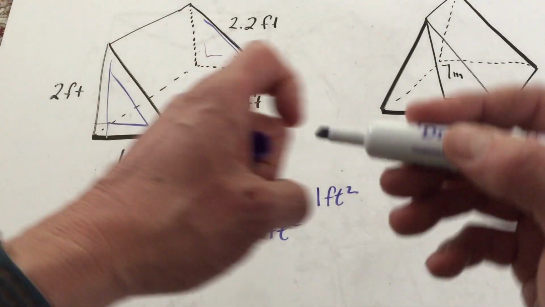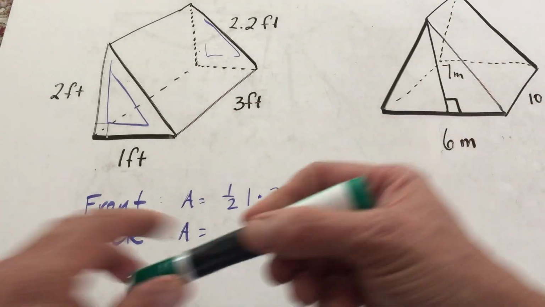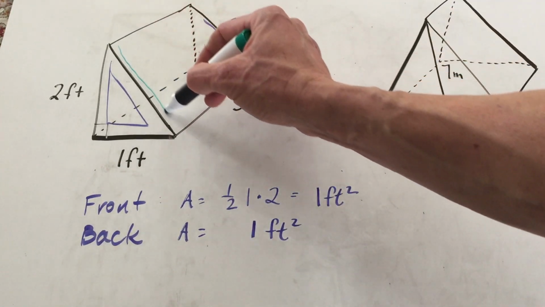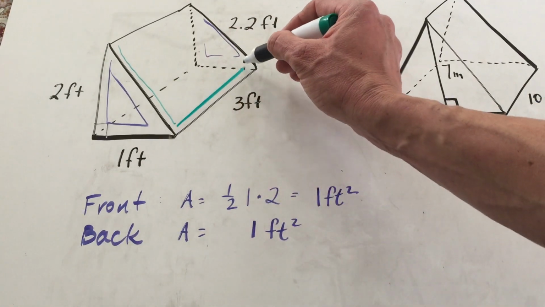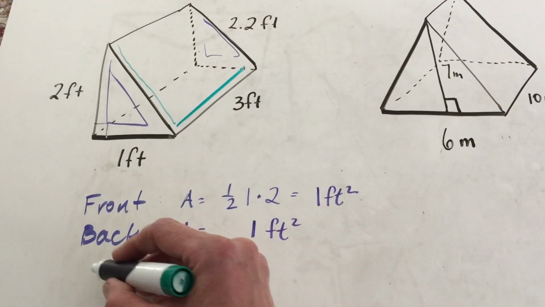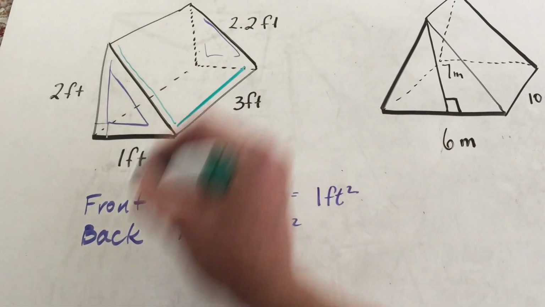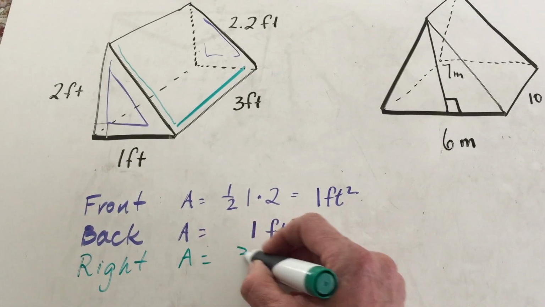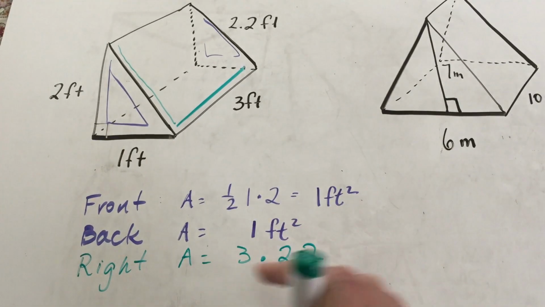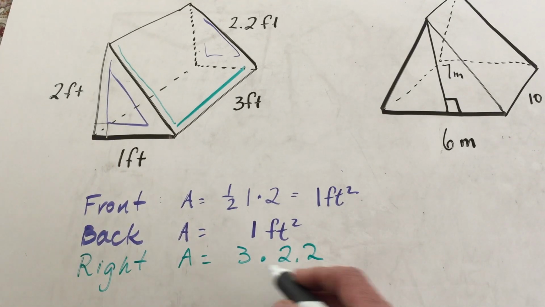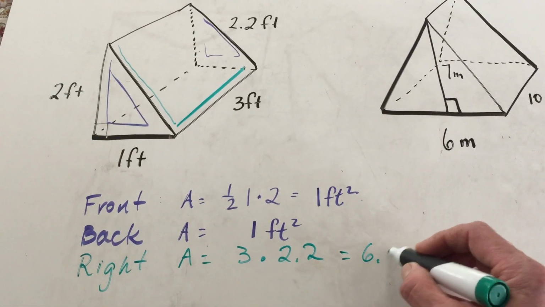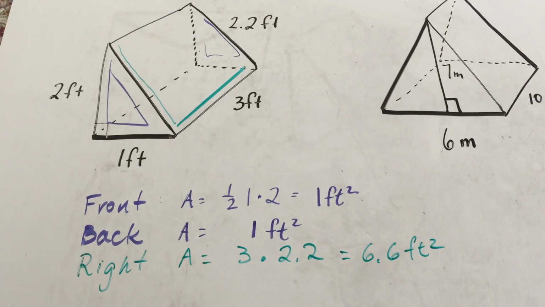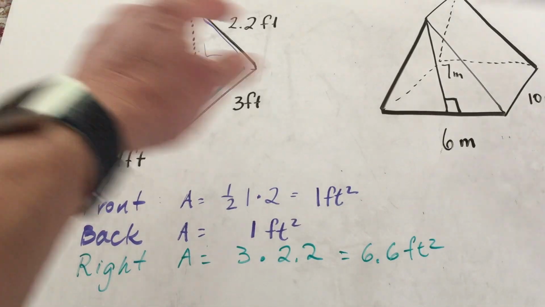Then I'm going to get this side, and I'm going to use a different color to illustrate that. So I'm going to be looking at this rectangular side. This one I'll draw in green. This is going to be 3 feet by 2.2 feet. So this first side, let's call it the right side, is going to have an area of 3 times 2.2. Since it's a rectangle, I don't cut it in half. Okay, so this would be 6.6 square feet.